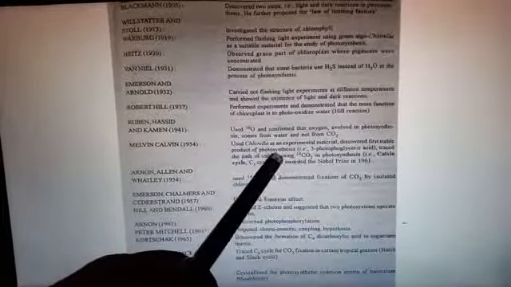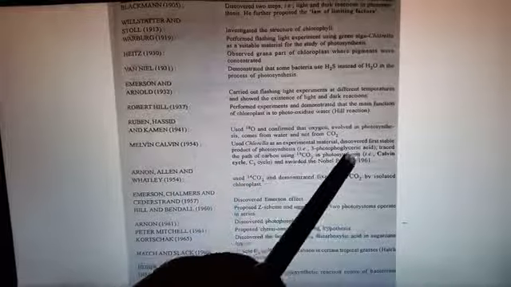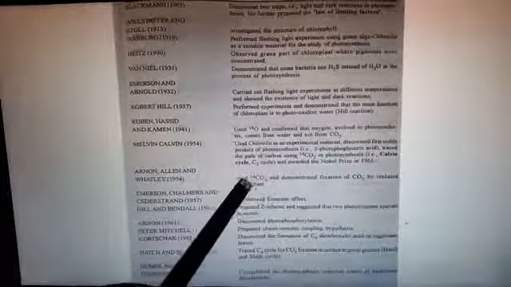Melvin Calvin in 1954 used Chlorella as an experimental material, discovered the first stable product of photosynthesis, that is 3-phosphoglyceric acid, and traced the path of carbon using 14CO2 in photosynthesis. This is the Calvin cycle or C3 cycle, and he was awarded the Nobel Prize in 1961. Arnon, Allen, and Whatley used 14CO2 and demonstrated fixation of CO2 by isolated chloroplasts. Hill and Bendall proposed the Z scheme and suggested that two photosystems operated in series.